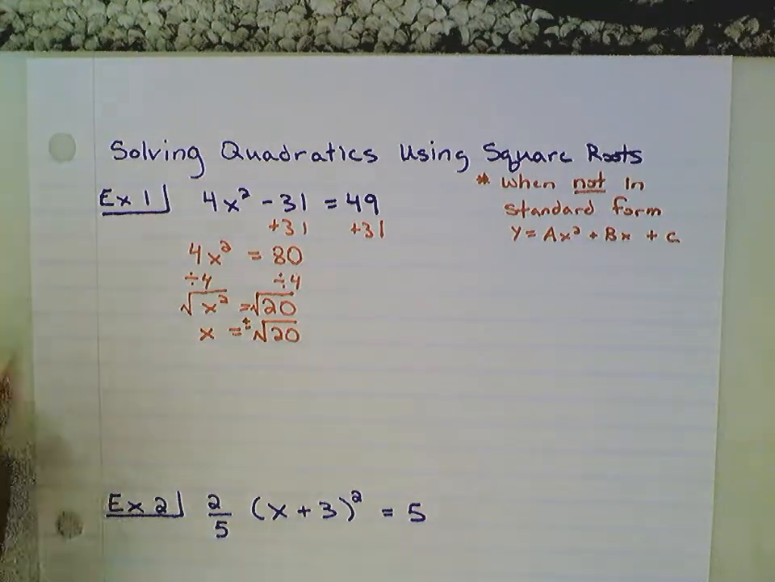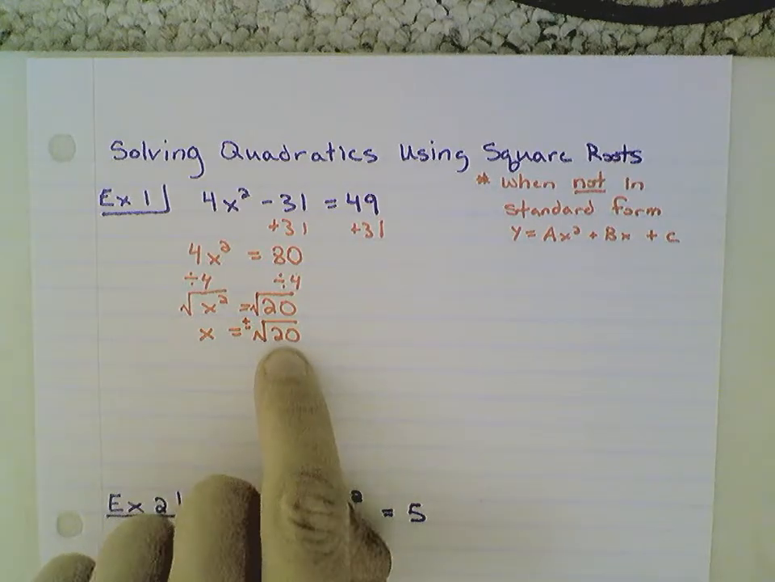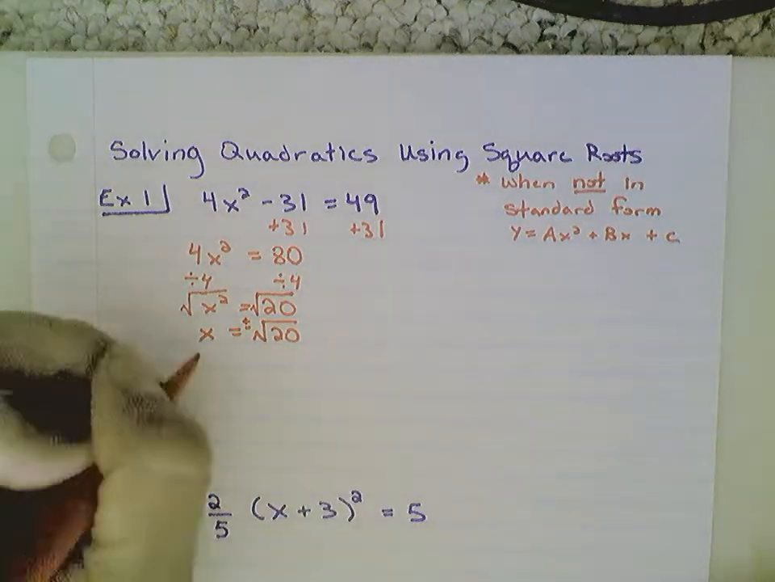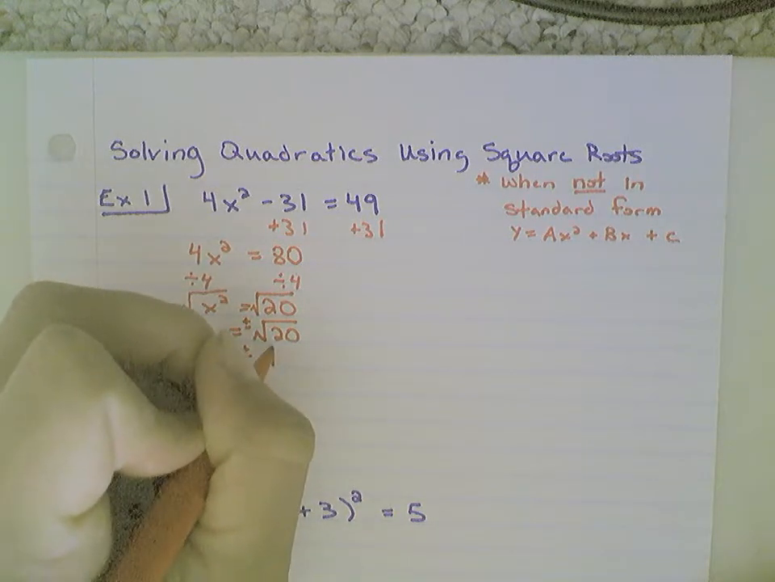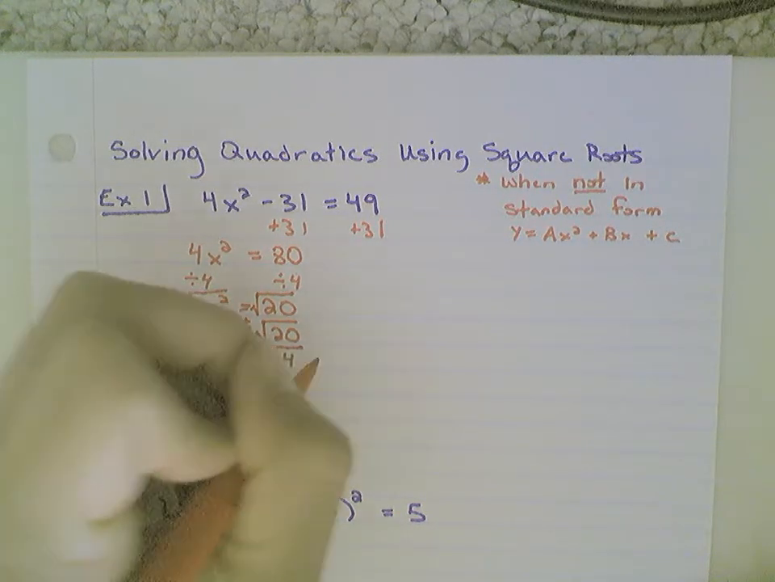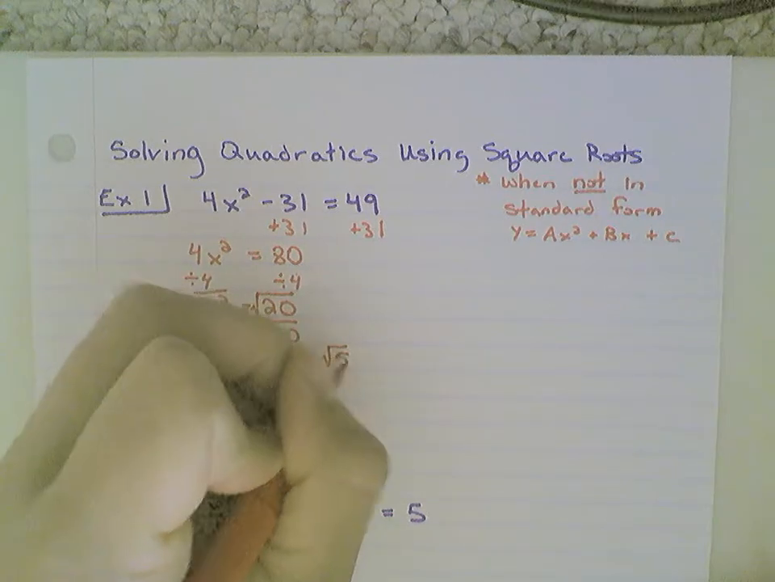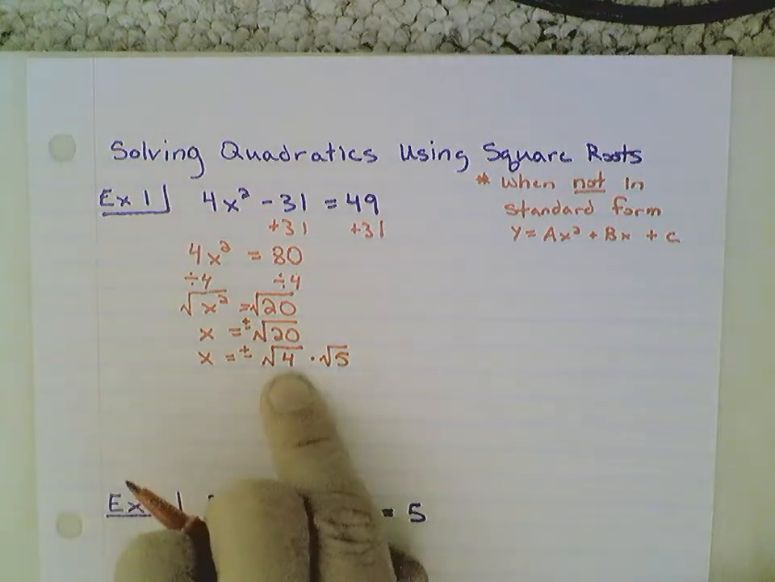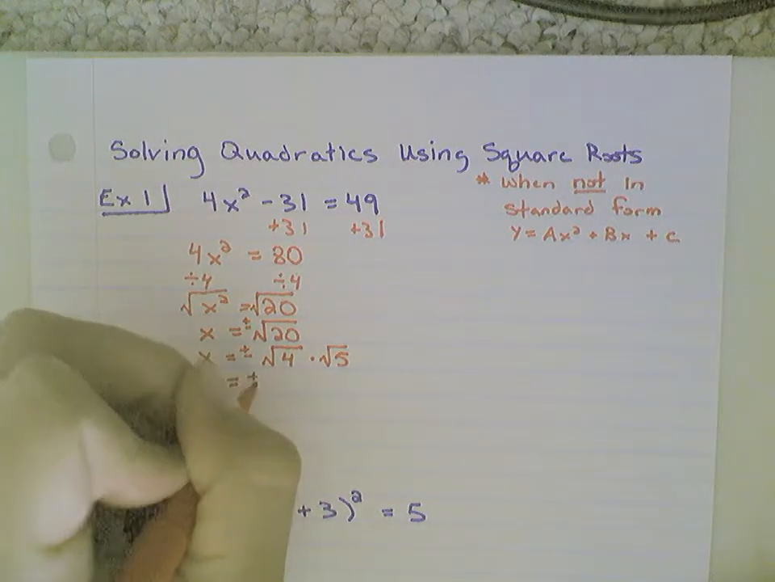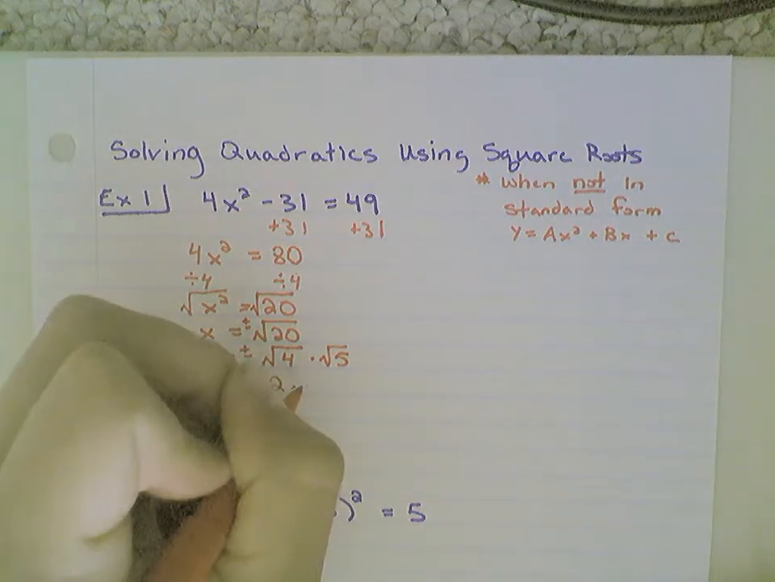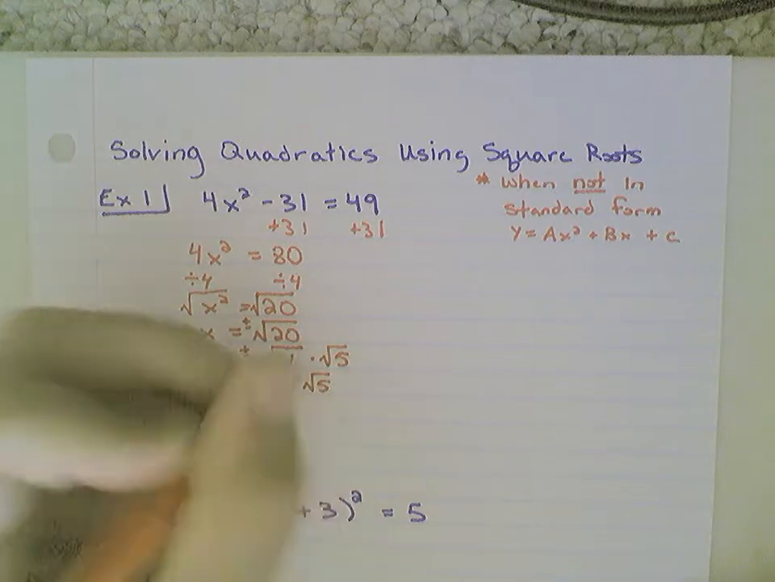The last thing I need to do here is any simplifications that I can, and I can see that the square root of 20 is the same thing as the square root of 4 times the square root of 5. And then the square root of 4 is just 2, so this is really x equals plus or minus 2 times the square root of 5.